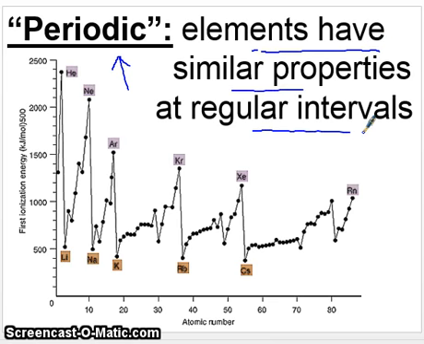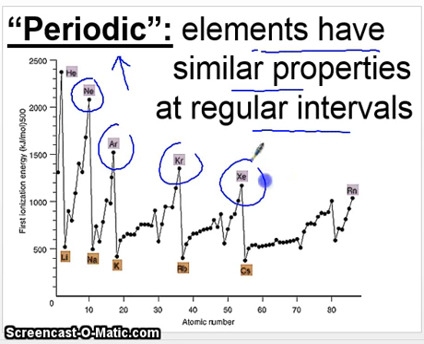Here's a graph. We're not going to go into explaining what this graph looks like or why it's arranged the way it is, but just realize that if you take a look at it, at the peaks here, every time you see a similar property. So every once in a while you see a similar property, and that's what we call a periodic table.